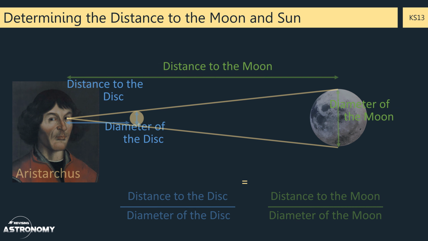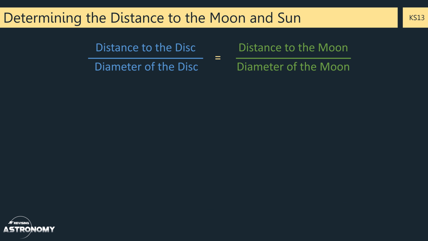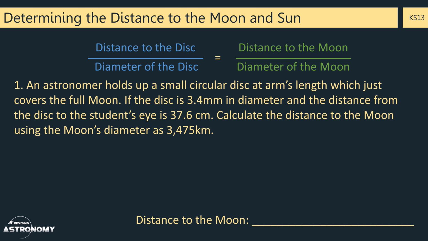So let's take a look at how this could come up in a question. Here you can see an example where an astronomer holds up a small circular disc at arm's length which just covers the full moon. Let's put the values into the formula. Firstly, we need the distance to the disc, which is 37.6 centimetres. We're then going to divide that by the diameter of the disc.